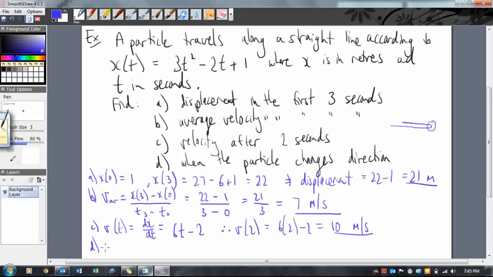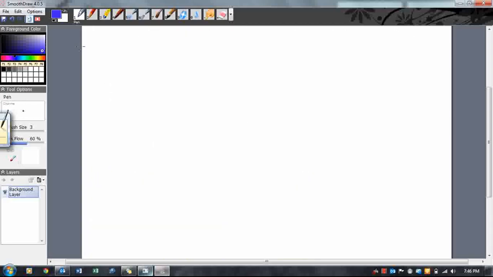So what we want to know is when v of t is equal to 0. So v of t equals 0 will tell us that 6t minus 2 equals 0, and so therefore the time where that is true will be 2 over 6, or 1/3 seconds. Okay, so the particle turns around after 1/3 seconds. Okay, so that's the first example. Let me go on to a second example.